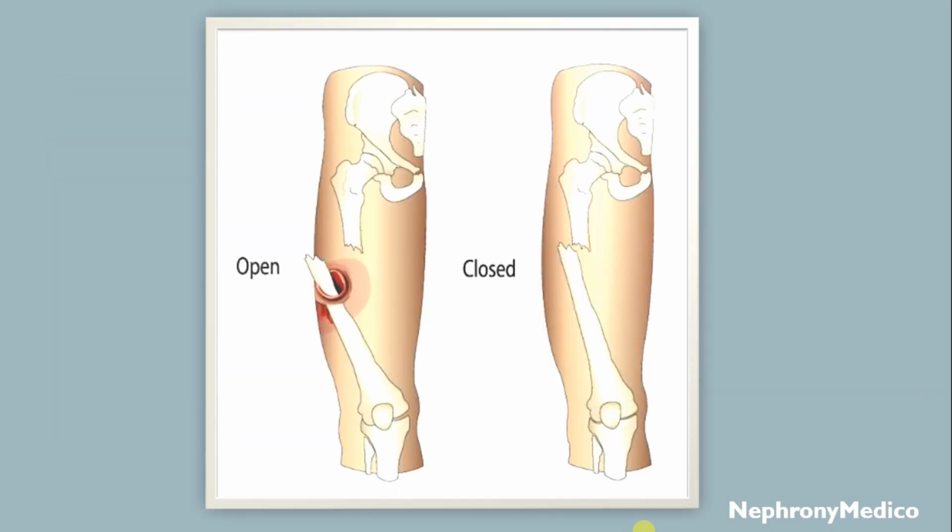Now, this is a picture showing open and closed fracture. The open fracture shows a protruded bone, while closed fracture doesn't show any protruded bone.